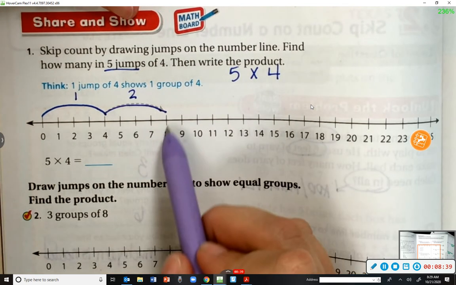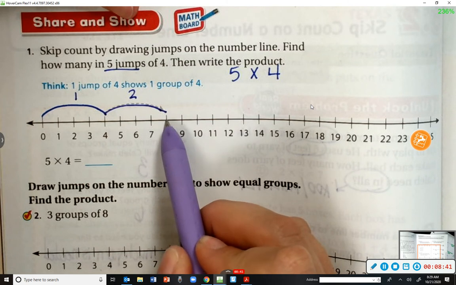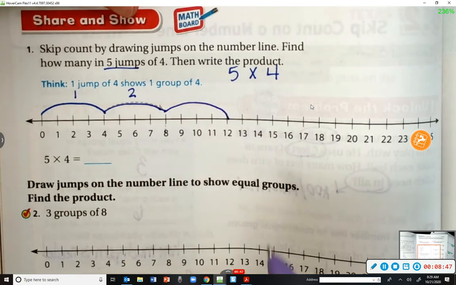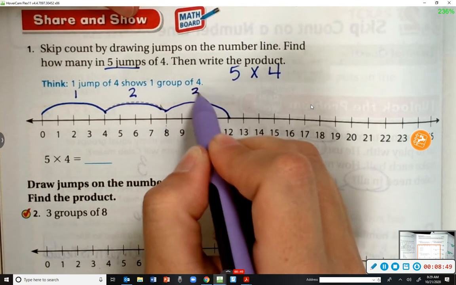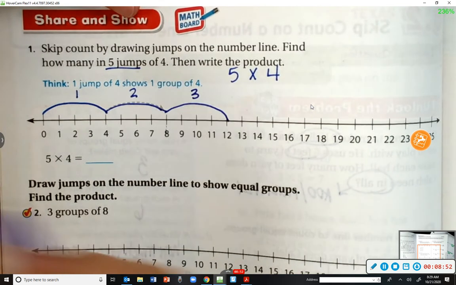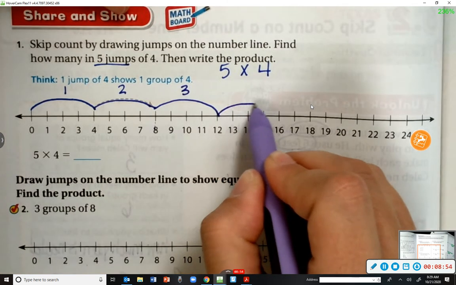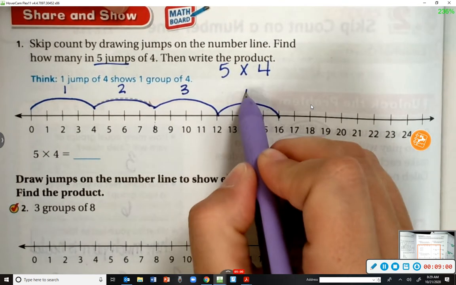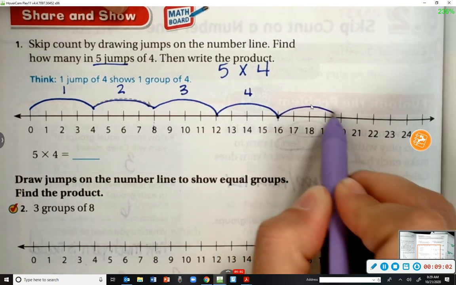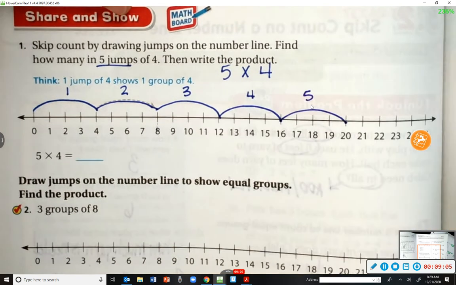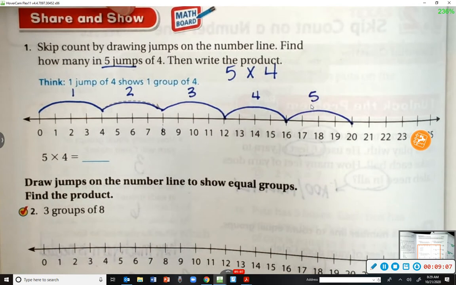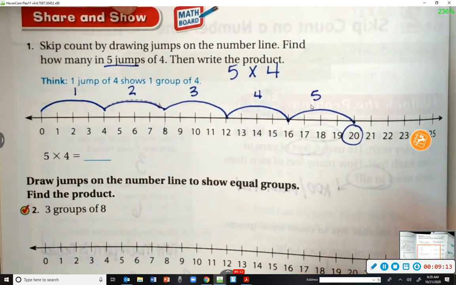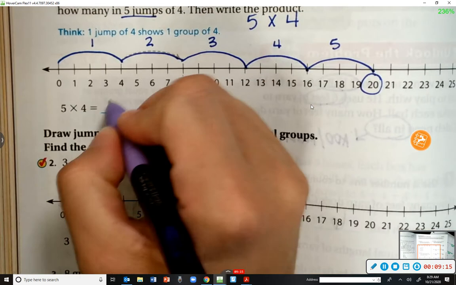Okay? Now if I'm starting at 8 and I need to skip 4, I would go to 9, 10, 11, 12. Stop at 12 for your 3rd jump. Then 16. Then 20. Can we stop there? Yes, because we did 5 jumps and we skipped by 4s. 5 times 4 is 20. Yep. So if I land at 20, then that means my product is 20.